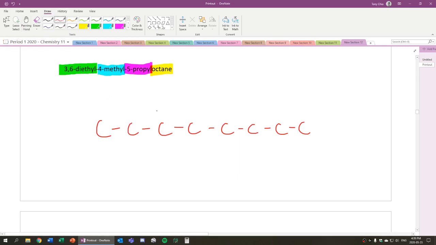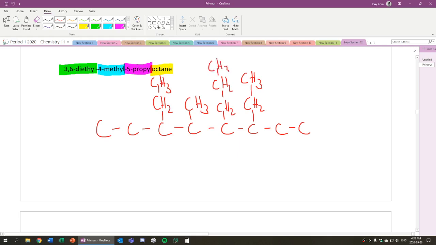On my 3rd carbon, there is an ethyl group, CH2, CH3. On my 6th carbon, so 1, 2, 3, 4, 5, 6, there's another ethyl group, CH2, CH3. On my 4th carbon, there is a methyl group, so CH3. On my 5th carbon, there is a propyl group, which means it's CH2, CH2, CH3. So there are my carbon groups. The last thing I do now is fill up the rest of my hydrogens, which look like this.